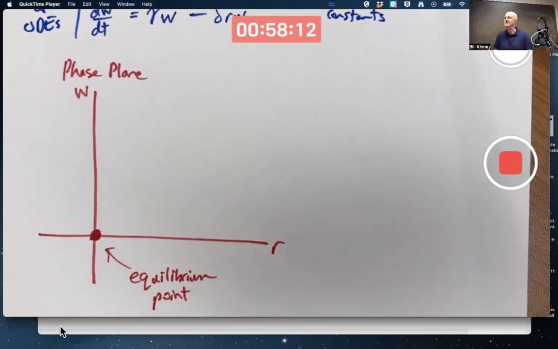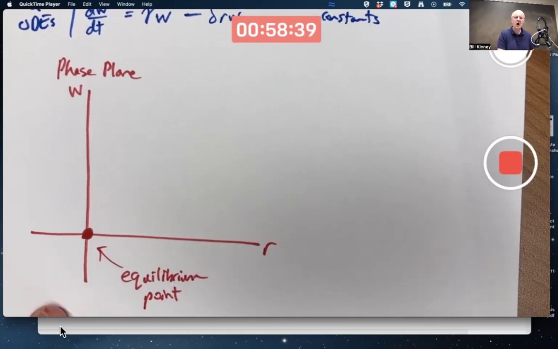It does represent two constant functions whose ordinary graphs are horizontal lines. R of t is always 0 and W of t is always 0. This one point represents those two solutions. There's never any robins and there's never any worms.